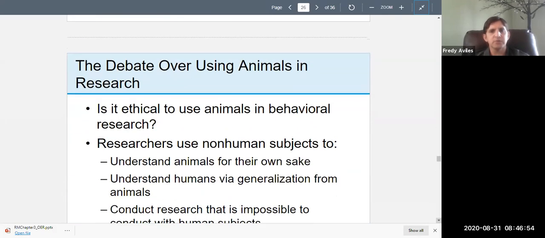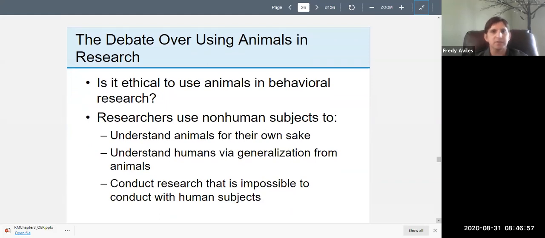Okay, the debate about using animals in research, yes, there is debate about this. Is it ethical to use animals in behavioral research? I can tell you that according to the guidelines, what is ethical is basically what is allowable by law, or if you follow the rules. And yes, it is allowed, so I guess they consider it ethical, but it may not be moral. Okay, it may not be right to you personally. It's ethical to use animals according to the guidelines, but morally you might be against it. Okay.